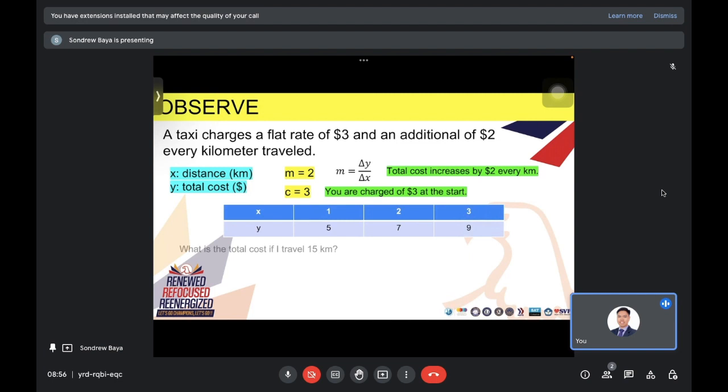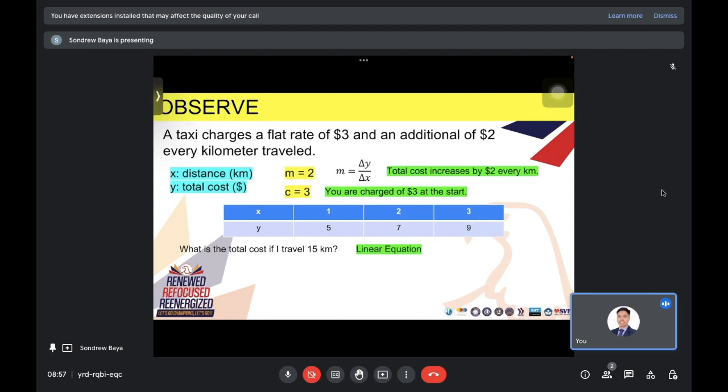Now, what is the total cost if I travel 15 kilometers? In this case, you can continue the table, but doing that would take a lot of time. In other words, we need to come up with an equation to relate the two quantities x and y. And we are going to come up with a linear equation. We call it a linear equation because the relationship that takes place here is a linear relationship. Thus, the equation we are going to form would be a linear equation.